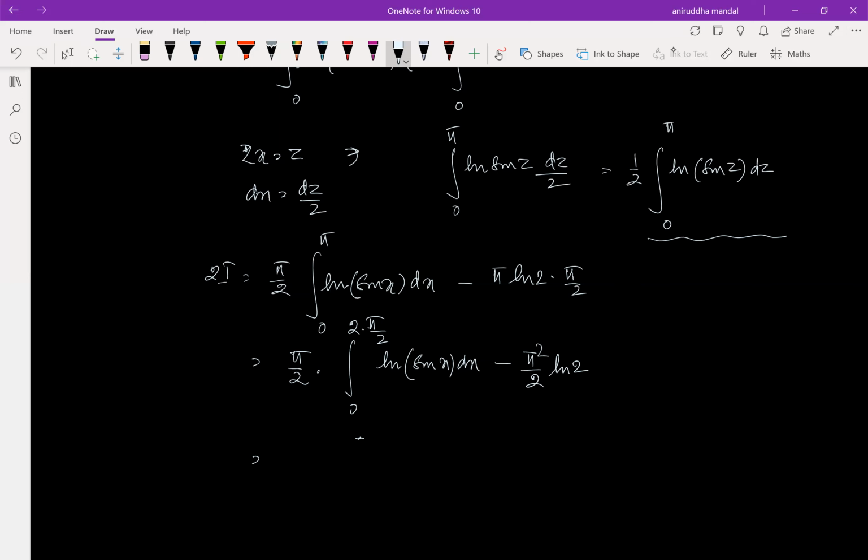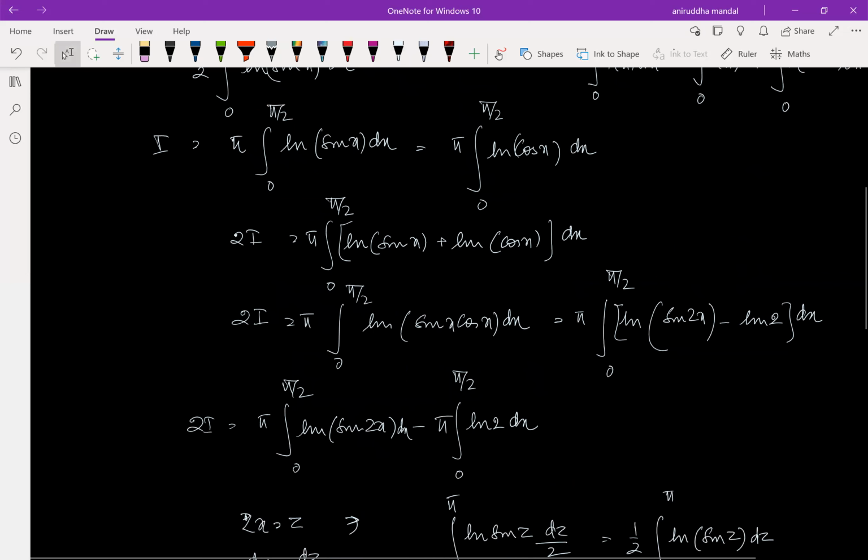So this 2 will come down. So you can write this as pi, 0 to pi by 2 ln sin x dx, equals minus pi square by 2 ln 2. And now this term, pi times 0 to pi by 2 ln sin x, this is I. See here.